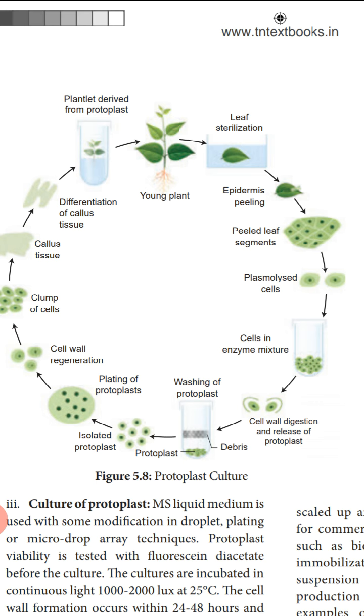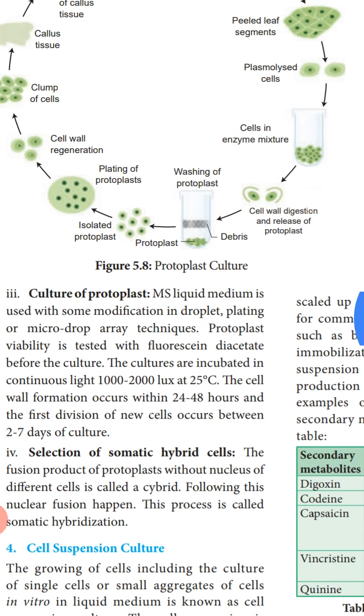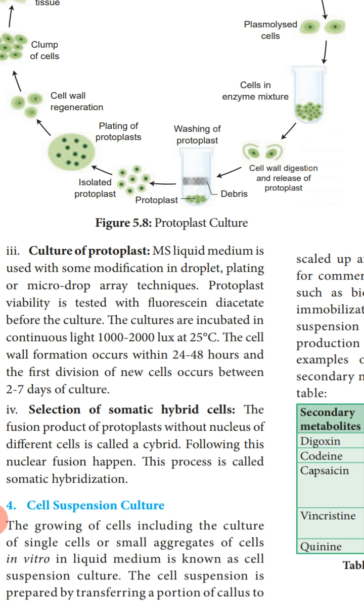It is in a liquid condition. MS liquid medium is used with some modification in droplet, plating, or microdrop array techniques. Protoplast viability is tested with fluorescein diacetate before the culture. Since this procedure is a costly procedure, the protoplast condition is tested to see whether it is viable before culturing. The cultures are incubated in a continuous light of 1000 to 2000 lux at 25 degrees Celsius.